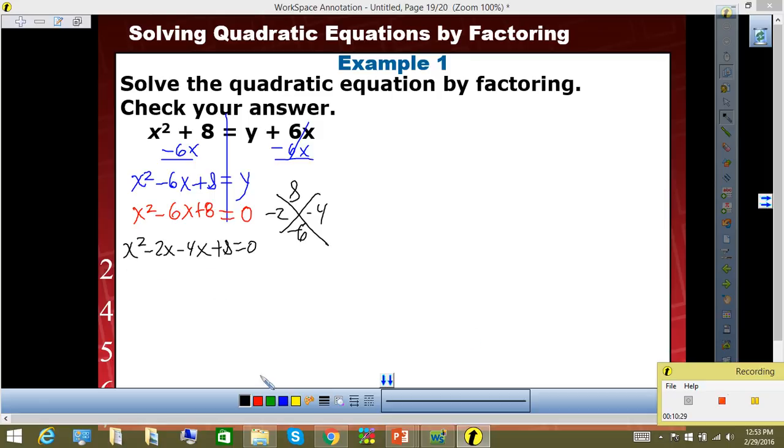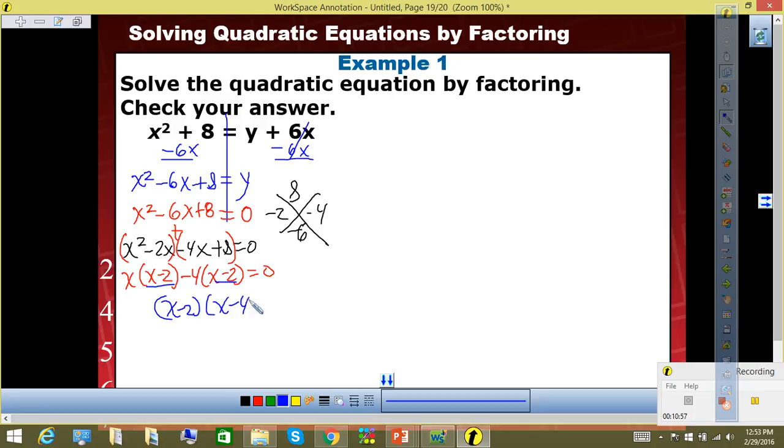All right, let's continue. Do we know what to do from there? Yeah, we group these two, and these two. What's the GCF for these first two? X, and we're left with x minus 2. GCF for the last two, negative 4. We're left with x minus 2. Therefore, my factors are x minus 2 times x minus 4 equal to 0. We're still not there. We're almost there.